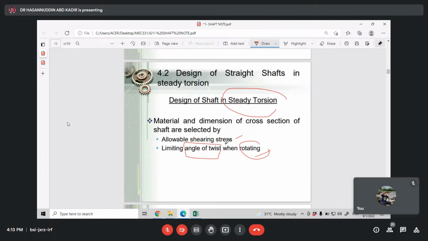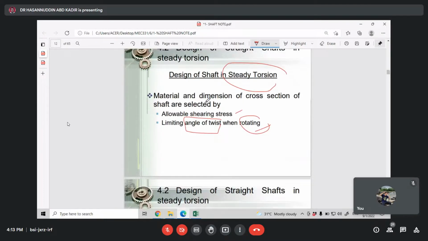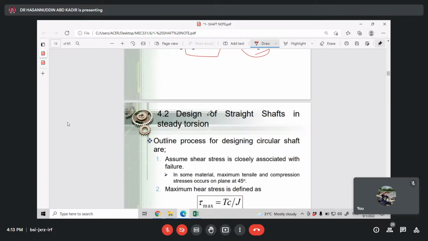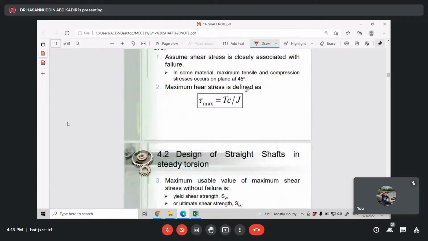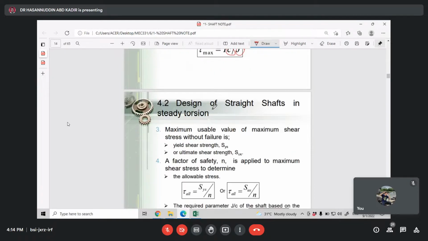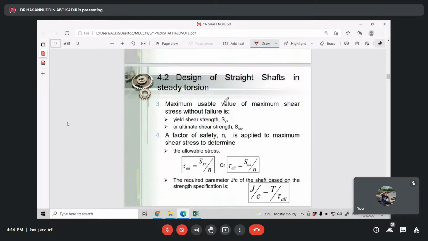So the allowable shearing stress, again here, when there is a rotation, there must be shearing stress here. Okay, this I also showed you earlier. Okay, the maximum shear stress is defined as this, torque, c is the radius, J is the formula I showed earlier. So we will do an example question on this part. Then there will also be the design of straight shaft in steady torsion, the same.